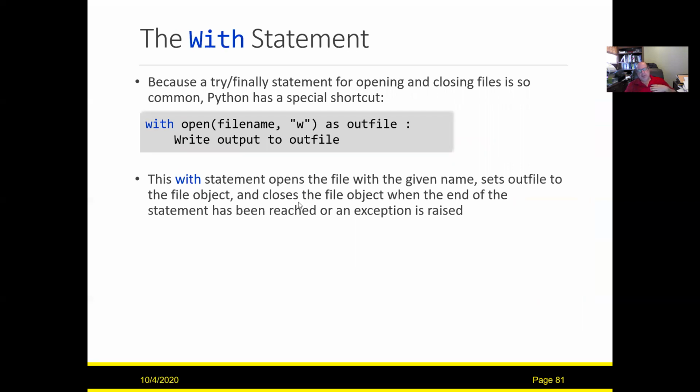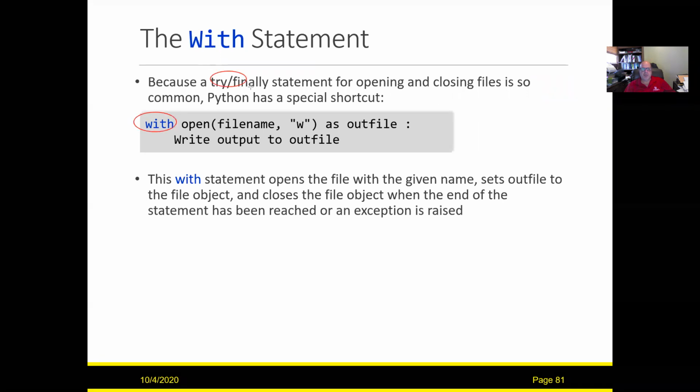Because this happens a lot with file IO, there is a shortcut where try and finally are together. We can use the word with, and it does both of them together. So we're going to use the with. That would be the try and finally together. That means if it doesn't open it, it's going to close the file and get out.